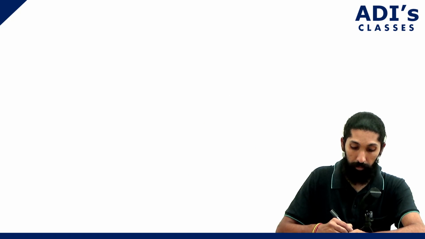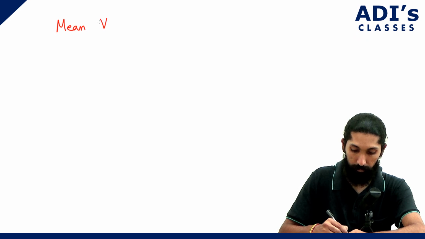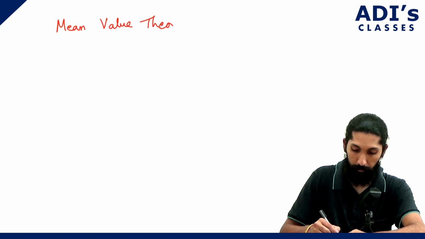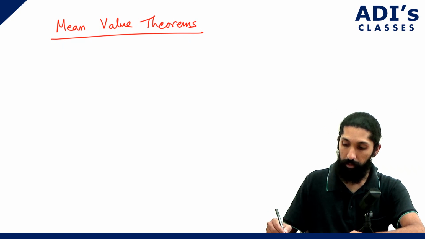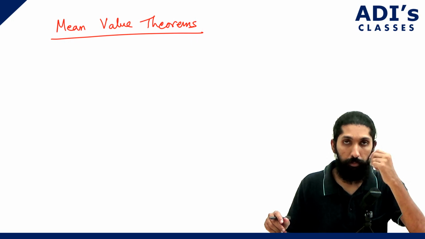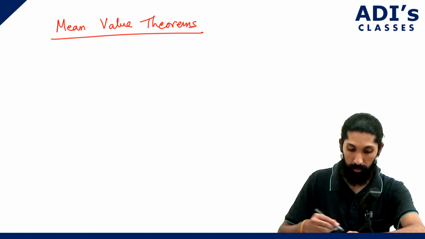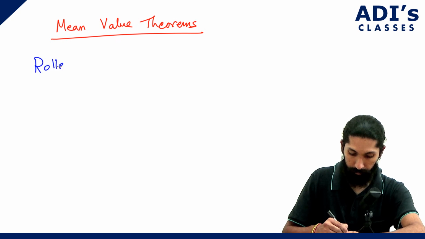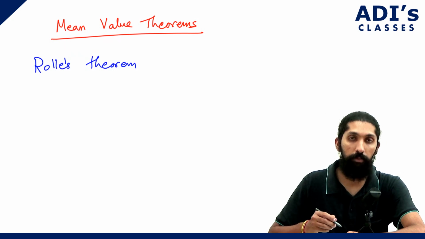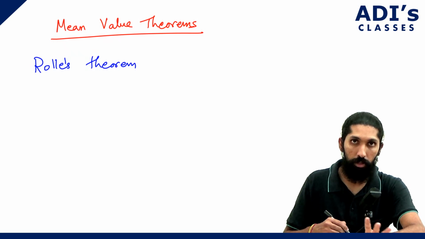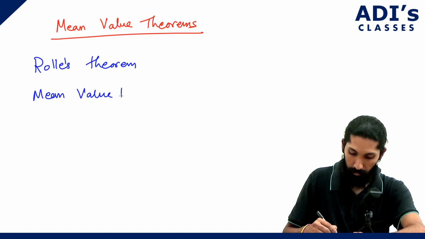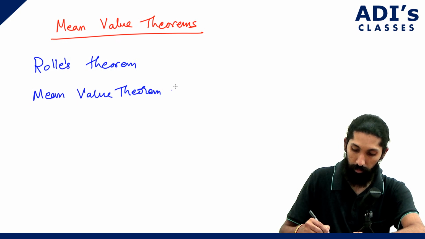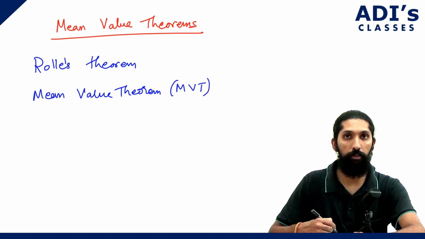They are called mean value theorems. Alright? So, mean value theorems. Generally when we say mean value theorem, there are two parts in this one. The first one is what we call Rolle's theorem. The next one is called Lagrange's mean value theorem, or just in general, we call it the mean value theorem. You can call it MVT, mean value theorem.